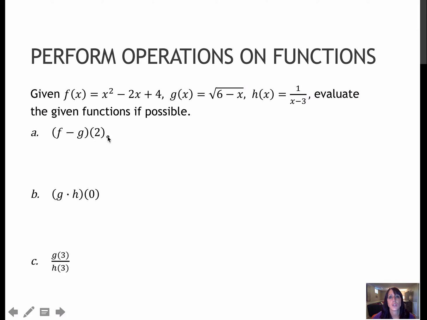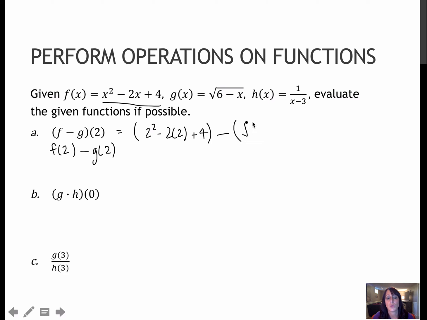So this f minus g of 2 simply tells me to find f of 2 and subtract g of 2. Now it's kind of up to you the way that you do this. Some people like to actually go ahead and find the value for f of 2 and then find the value for g of 2. It's just as easy to take all of f of 2, which means 2 squared minus 2 times 2 plus 4, which is replacing any x with 2, and then minus g of 2, which would be the square root of 6 minus 2.